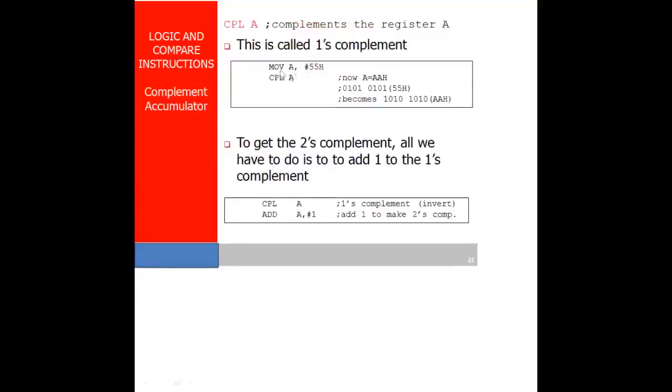So the accumulator is loaded with the value 55 hex first, and if we execute the instruction CPL A, then the 55 will be complemented and we shall get the result 0A hex. Okay, to get the 2's complement, first CPL A, the one's complement, will invert each and every bit. After that we shall add 1, so that it will be in 2's complement format.